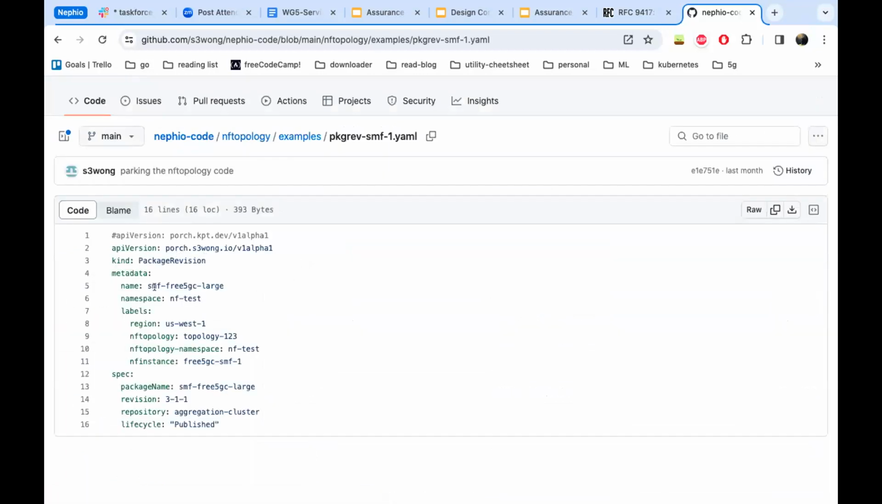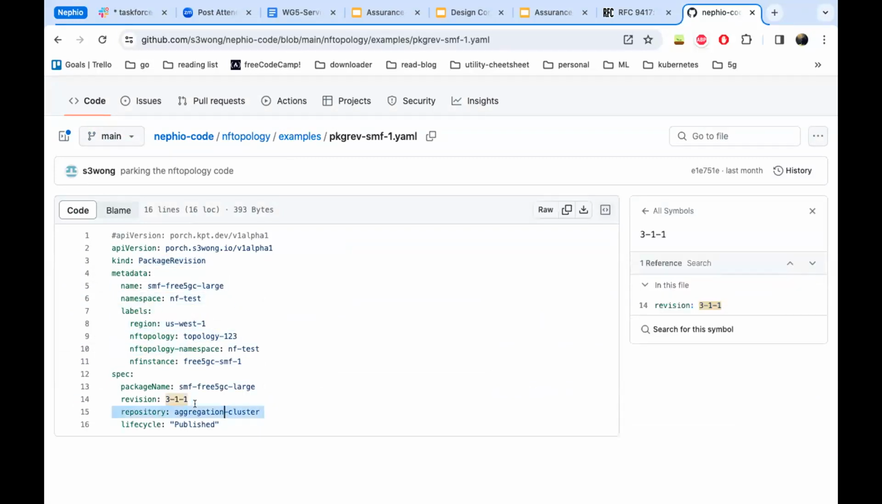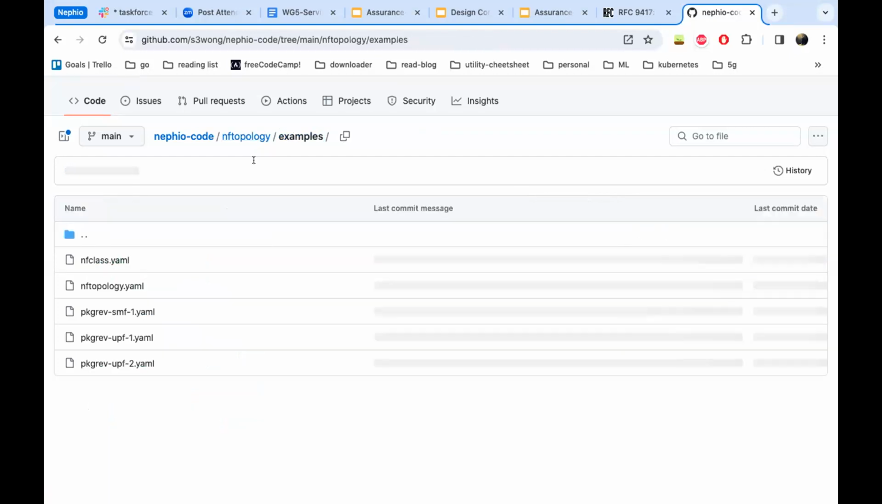Yeah, this is the package revision. It contains information about some labels, the package name, the revision name, which is the repository, and the lifecycle. So it's just information that we get from the KPT command. But this is not a high-level intent from my perspective, because it's already at the SMF level. Yeah, that's what I'm trying to explain.